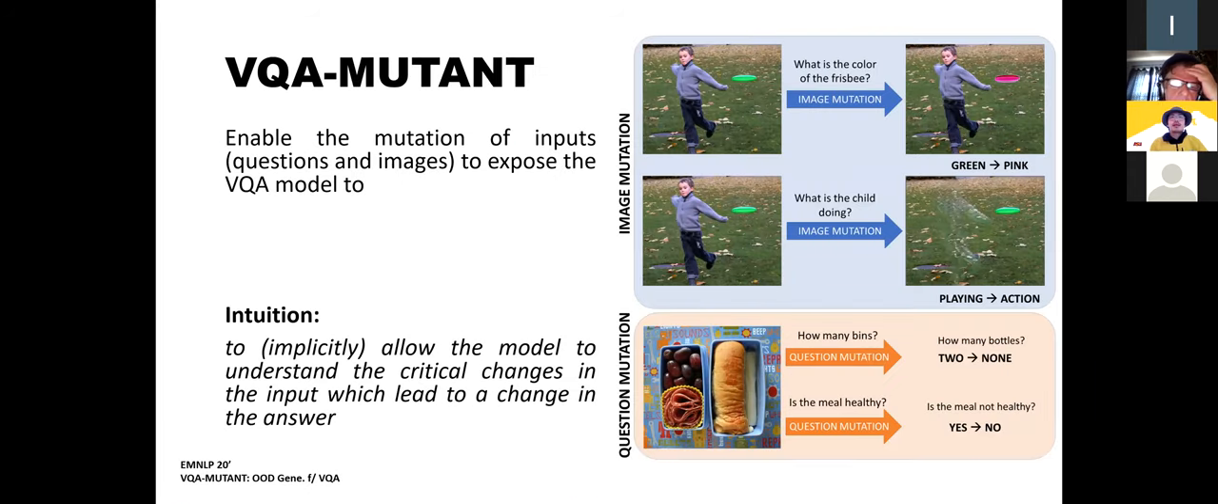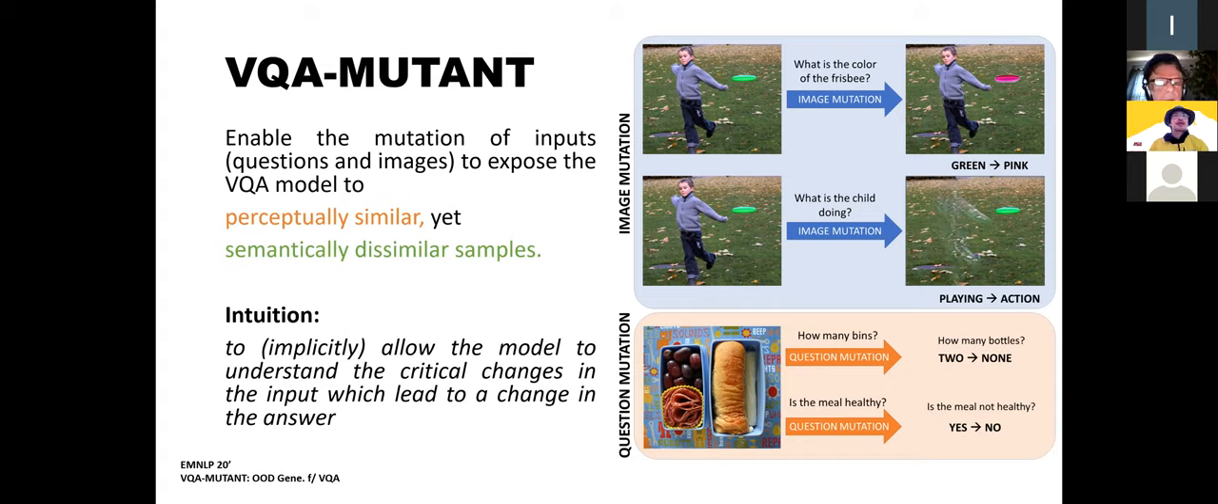To build upon our insight that we can re-engineer the linguistic side using knowledge or human understanding of the logical representations, we can similarly conduct mutations. Here, mutations implicitly allow the model to understand the critical changes in the input which lead to a change in the answer, in the sense that we can use image inpainting techniques to update the current annotated VQA pairs and come up with the new answer following the predefined operation. So here we want the VQA model to be exposed to perceptually similar, but also semantically dissimilar examples.